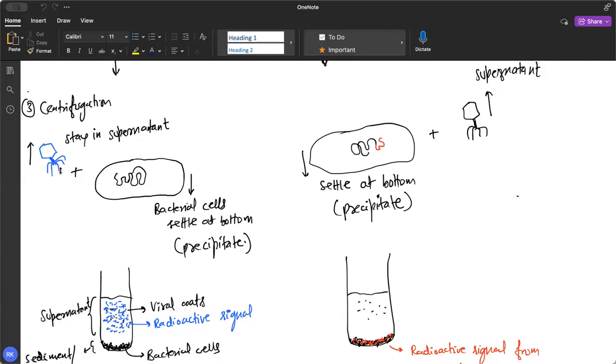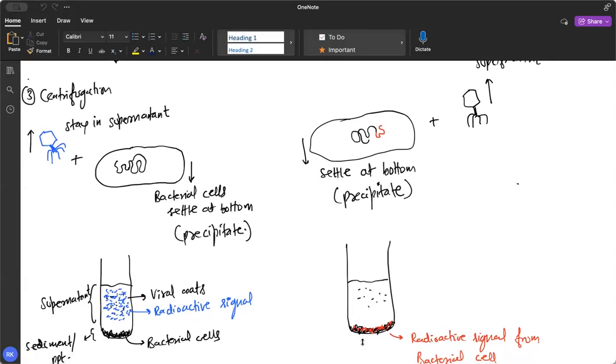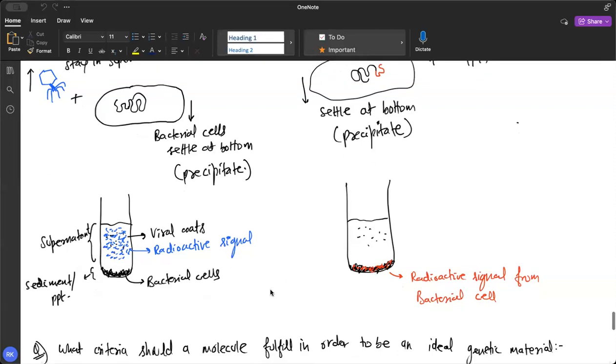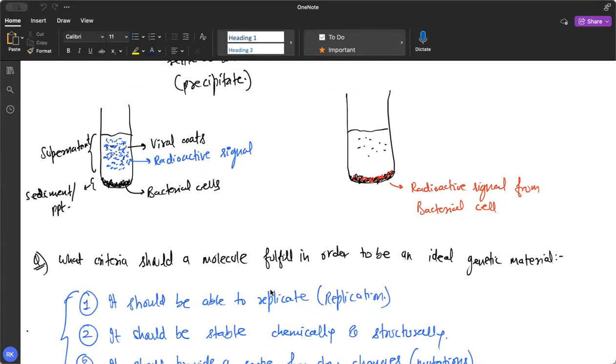In case of protein labeling, they saw that the radioactivity signal is coming from the supernatant, which means protein didn't enter the bacteria. But in case of DNA, they saw that the radioactive signal is coming from the sediment, which means DNA did enter the bacteria. That's why it also gets precipitated with the bacteria. And this proved that genetic material is DNA, because this is what entered the bacteria and not the protein. Okay, and it's known that a bacteriophage only sends its genetic material inside, and that's how it replicates. So this was a proof that DNA is the genetic material.